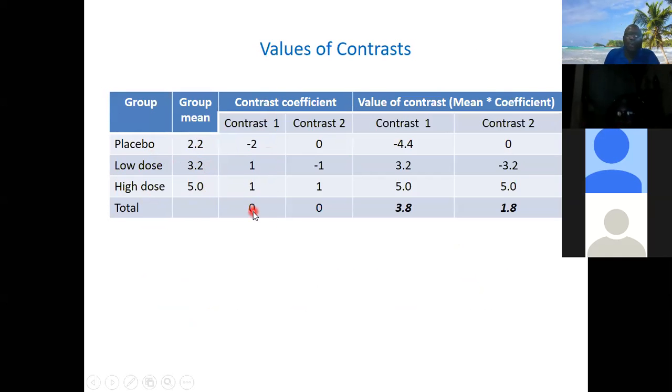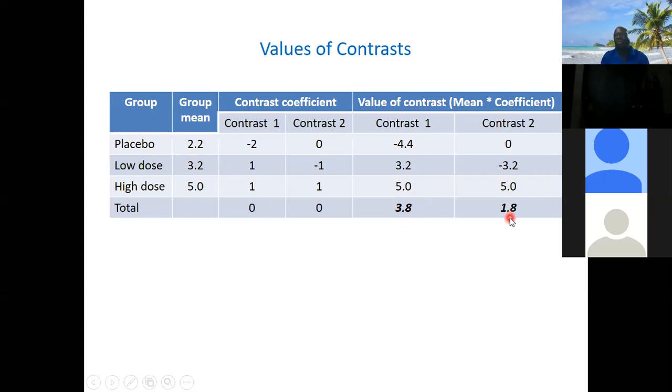So for contrast 1, the value is the contrast coefficient multiplied by the mean, and then we add them together. This one will be 2.2 times -2, which is -4.4. This one is 3.2, and when you add it together, it gives 3.8. So the value of the contrast for contrast 1 is 3.8.